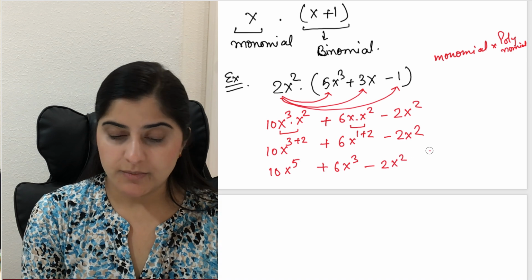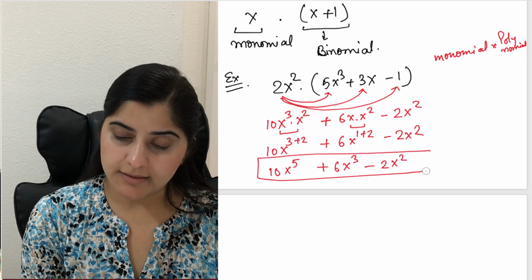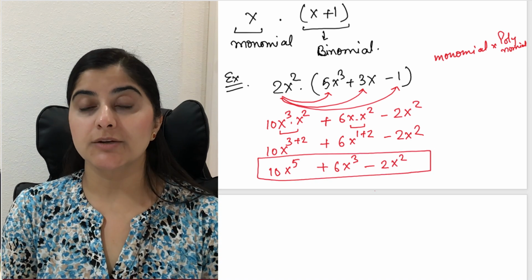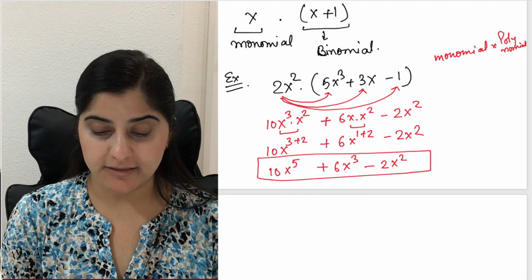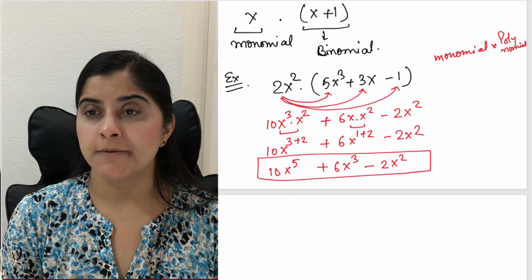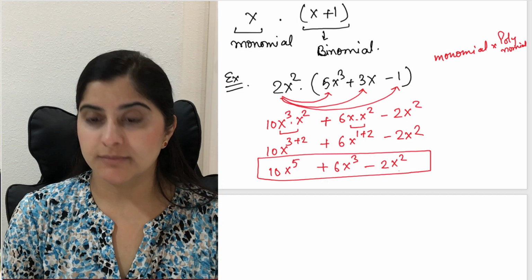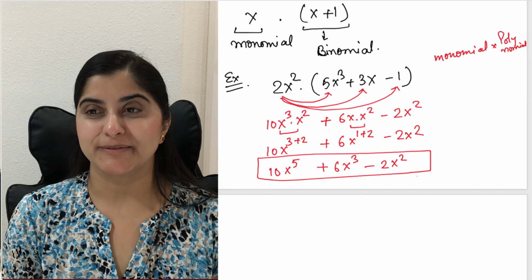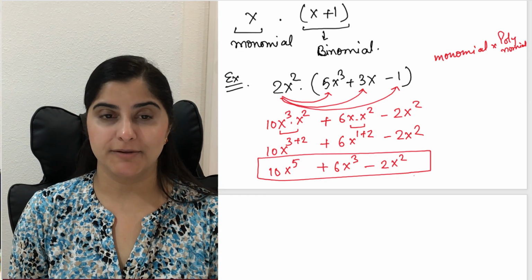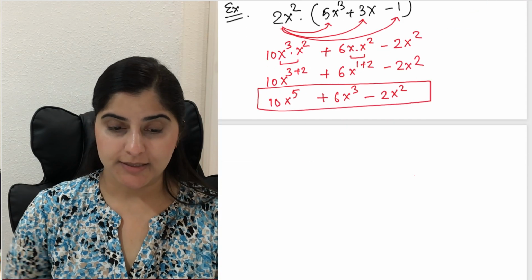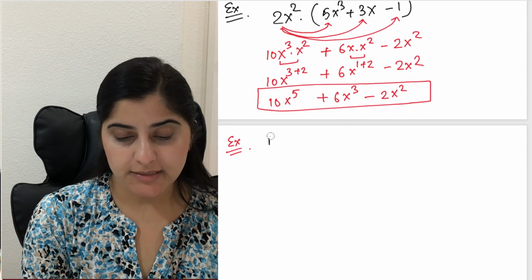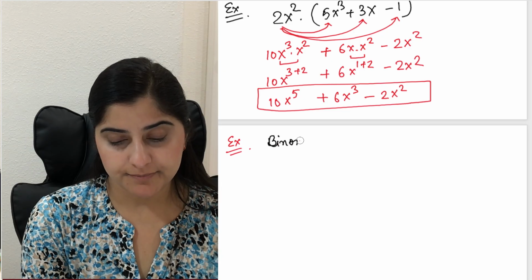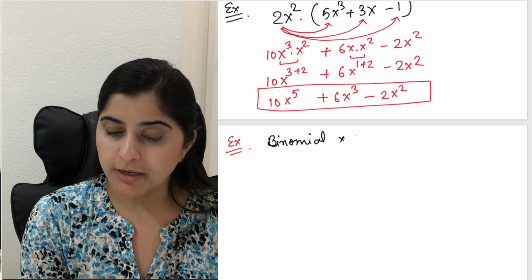Now we have to first see, are there any like terms so that we can combine? But in this case, we have one term x to the 5, one term x cubed, one term x squared. So all are unlike terms, so we have to stop here. We cannot further simplify. Okay, so now let's do one more example where we will multiply binomials with polynomials.